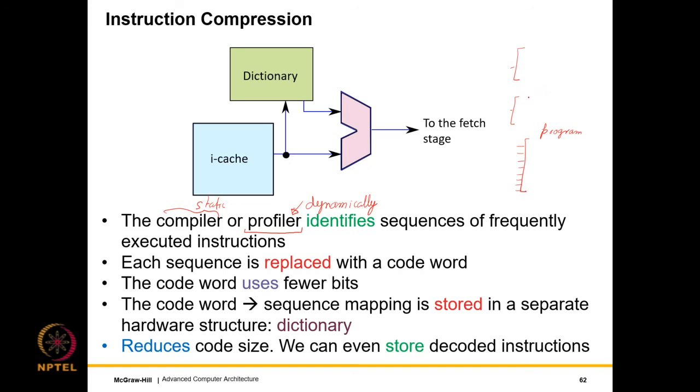spilling registers basically while entering a function, right? So that is one of the places where definitely the code will be the same, and it will also be the same in other places where a similar arithmetic operation or a similar logical operation is being performed. What we do is that for all of these instructions, we replace them with a code word.